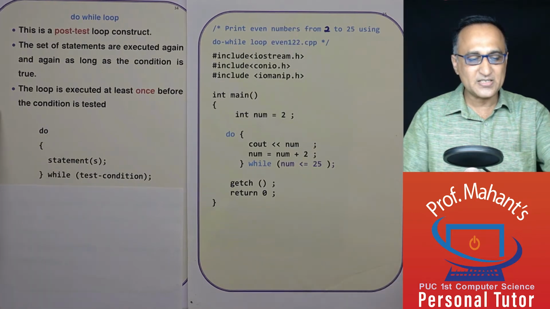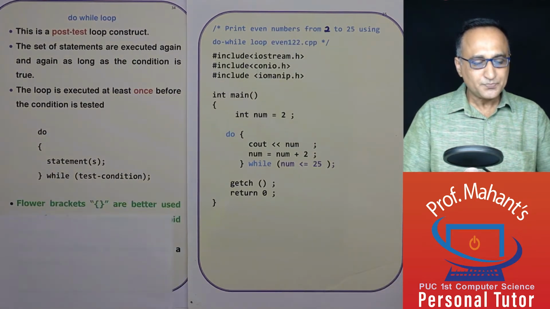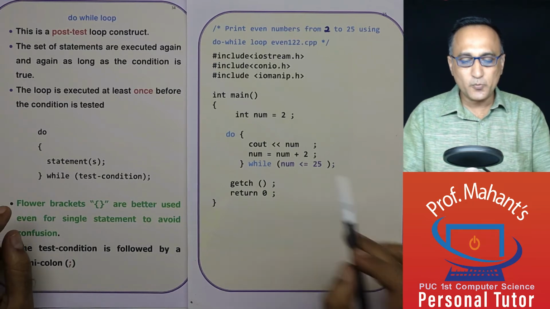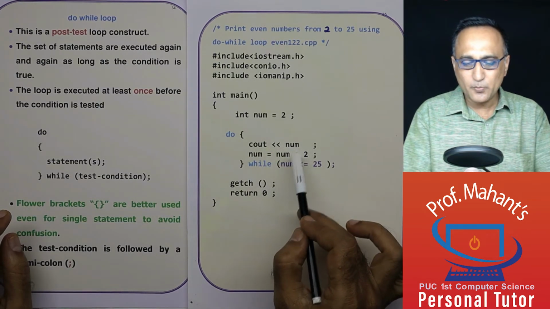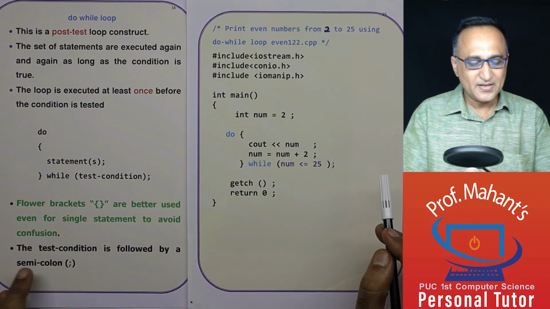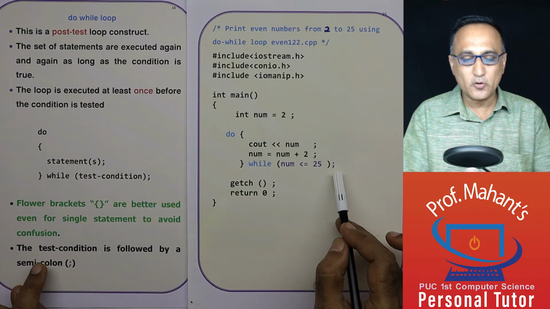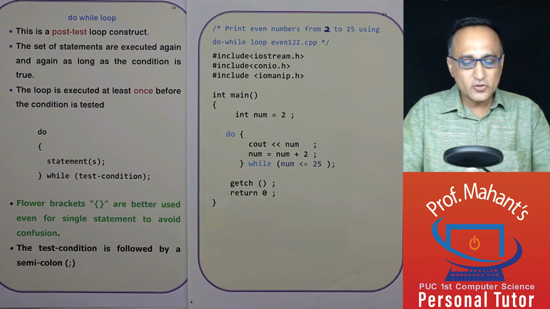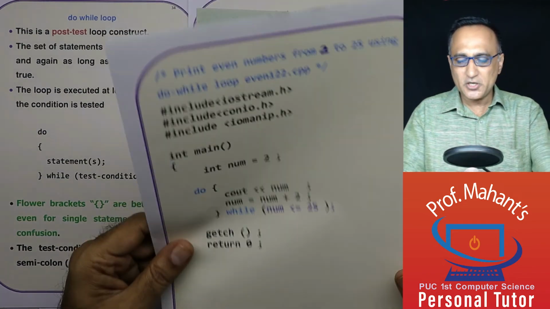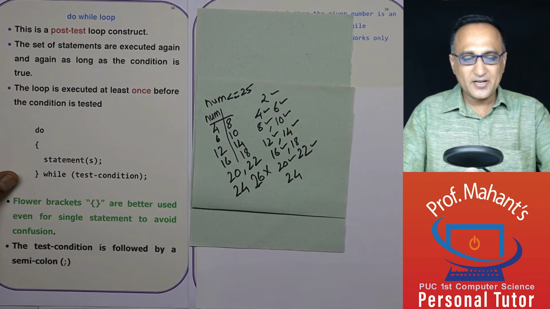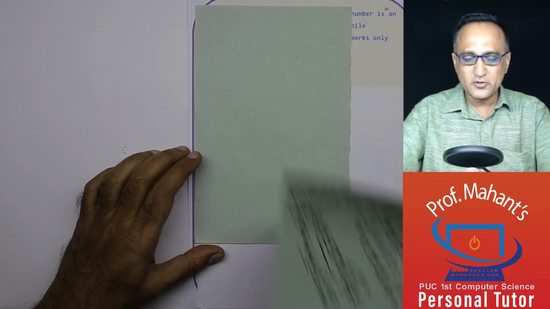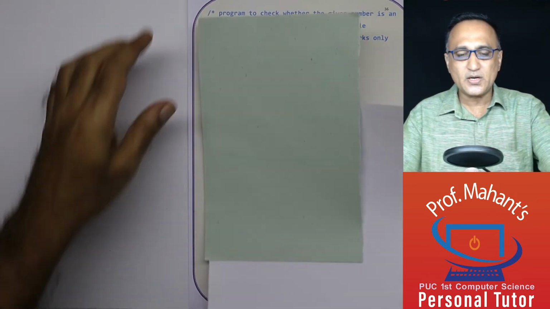Don't forget this semicolon. Now, flower brackets are better used when you're using a do while loop. Even if this is just one statement, put a flower bracket so that you don't get confused. The test condition always must be followed by a semicolon. So this should give you an idea about the syntax of a do while loop. Now what we shall do is try to understand the do while loop through one more program, because you're going to understand concepts only when we do a number of problems.